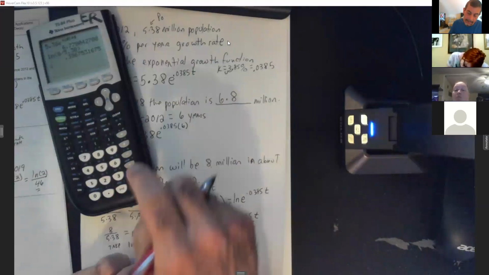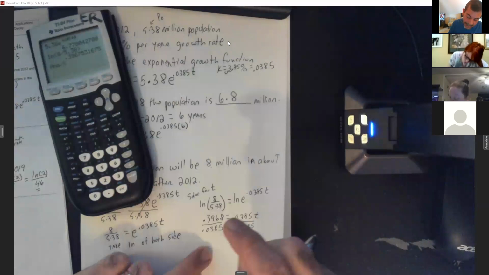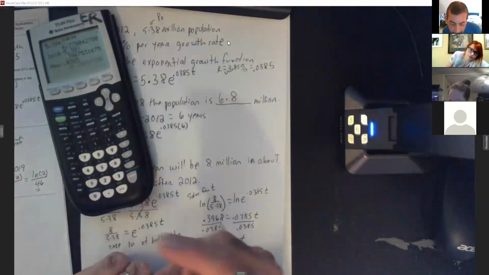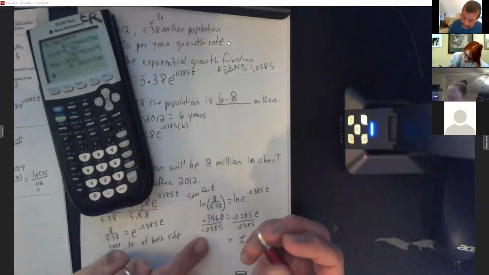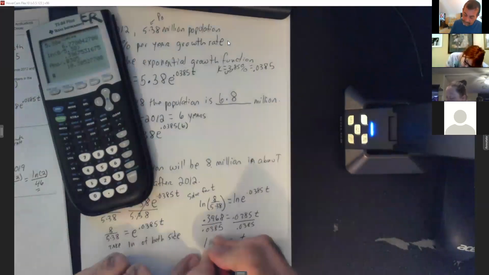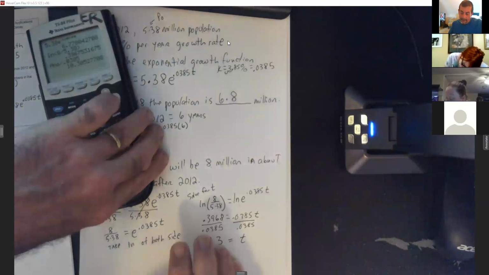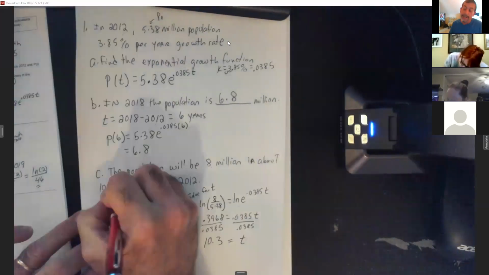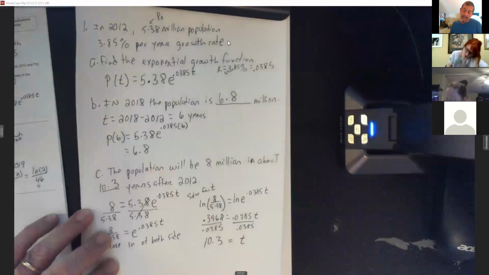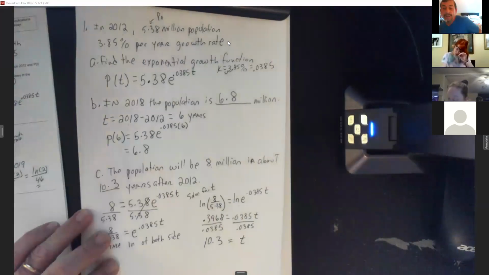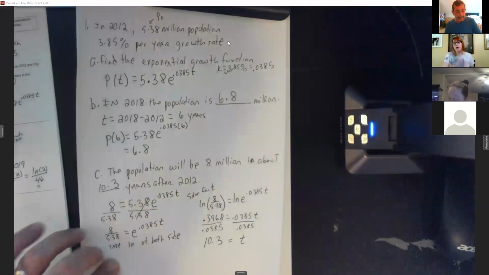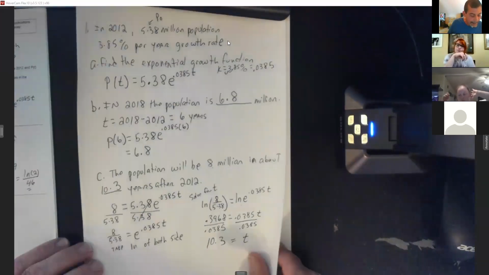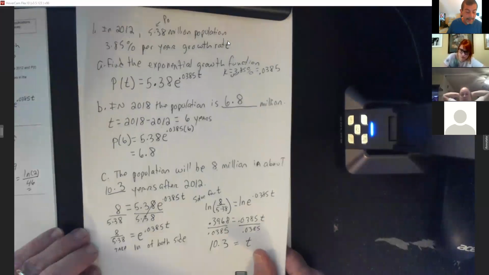So let's divide by 0.0385. So I'm getting about 10.3 years. So that one would be 10.3 years after 2012, which would be 2022 sometime. Now the last part of that, the doubling time is about blank years.